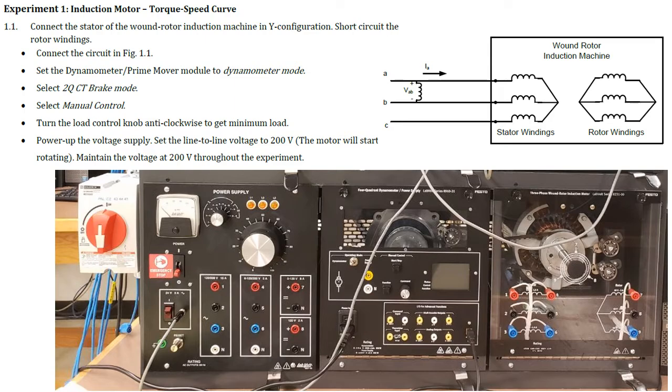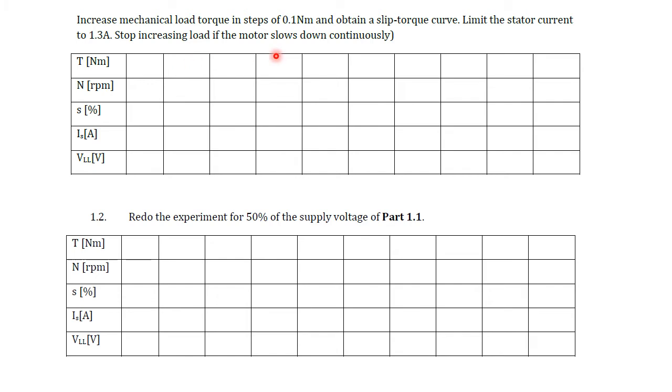Then what you need to do is fill two tables. In the first one, you increase torque in these steps, 0.1. For example, the first one, let's say it starts with 0.3. Then you should write down the speed of the motor. You can see it in the app. Then IS, the current of phase A, and VAB, or line-to-line voltage. Then you should calculate S later on at home. This is slip, and you should know how to calculate it.